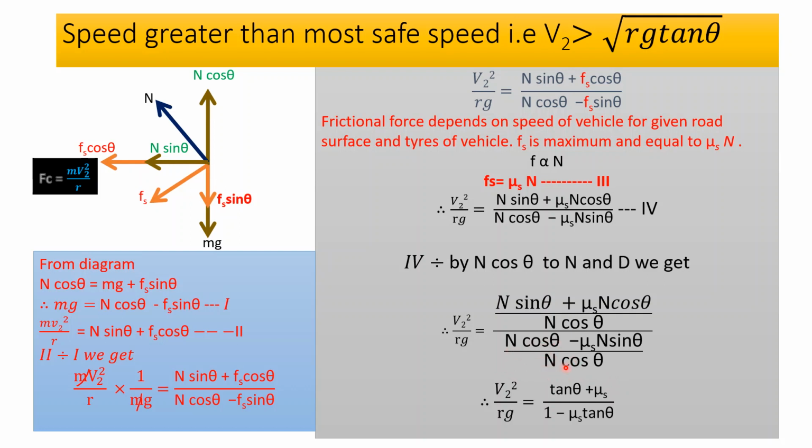In the denominator, N cos theta upon N cos theta gets cancelled out and you get the factor 1, minus mu s N sin theta upon N cos theta. Here the N factor gets cancelled out and you get mu s sin theta upon cos theta, which gives mu s tan theta. Hence, by dividing equation 4 by N cos theta, we finalize the value as v square upon rg is equal to tan theta plus mu s upon 1 minus mu s tan theta.